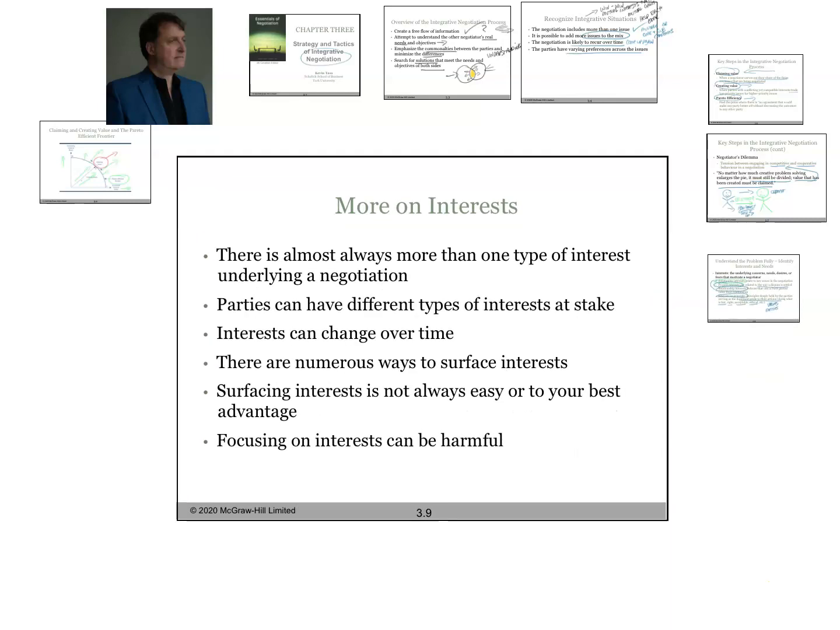So a few more things about interests. There is almost always more than one type of interest underlying a negotiation, and I would say even likely underlying each issue. What this means is that you can count on the fact that only having one specific interest during a negotiation is highly unlikely. We're just more complicated as human beings than that. Each of the parties can have several different types of interests at stake. We've already covered that. And so keep that in mind, that when you're negotiating with somebody, they may provide clues to you as to what some of these interests are.